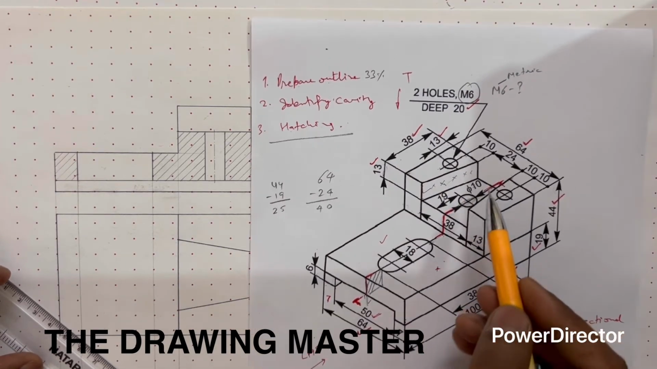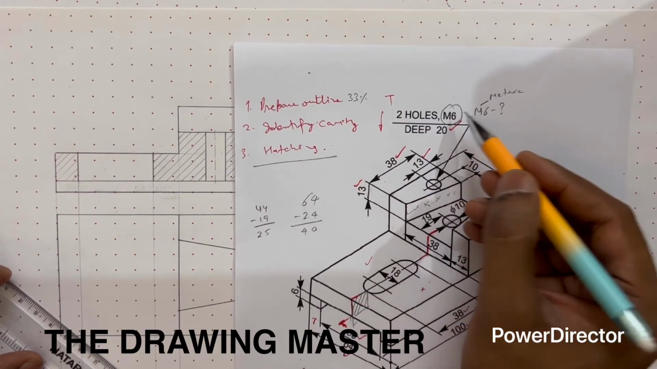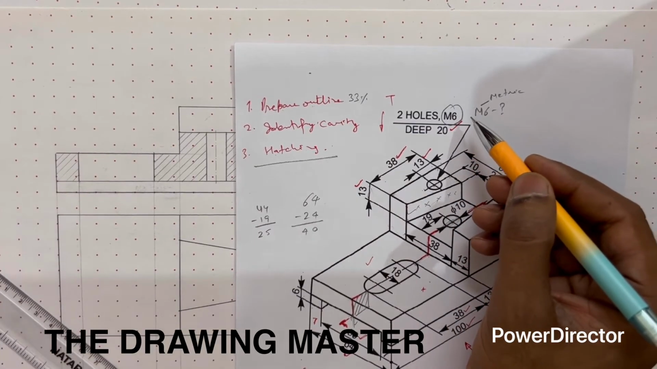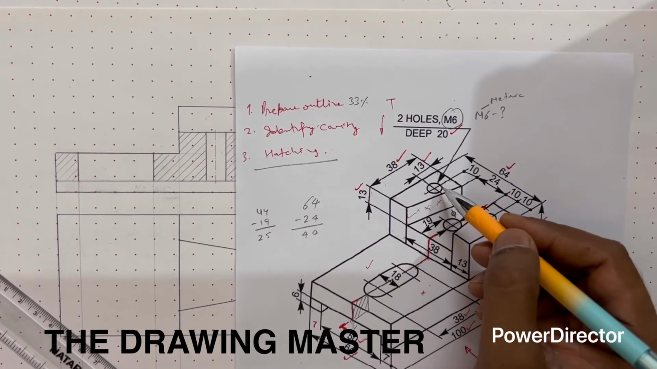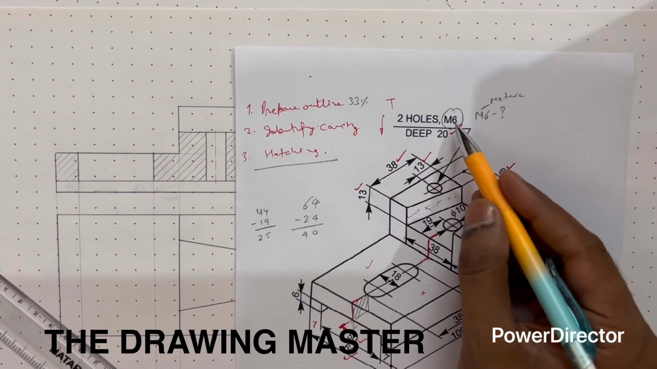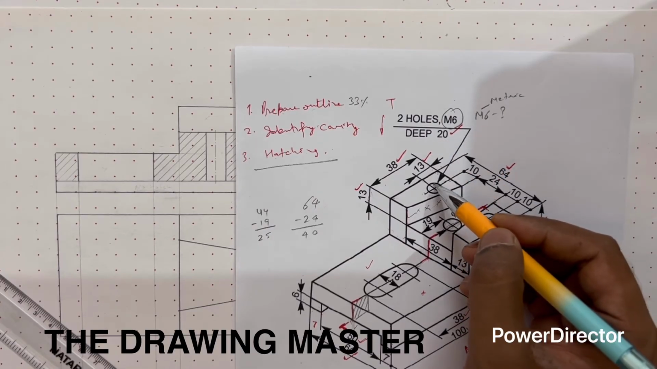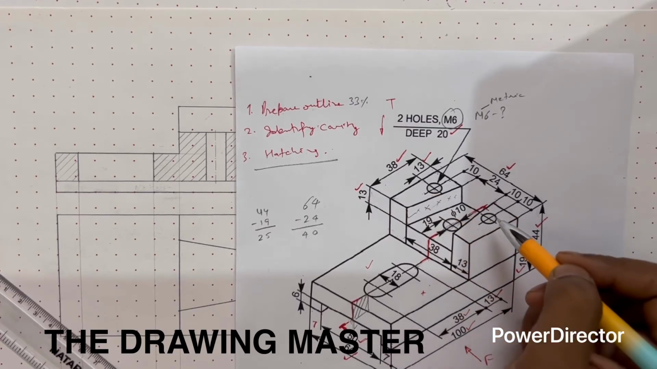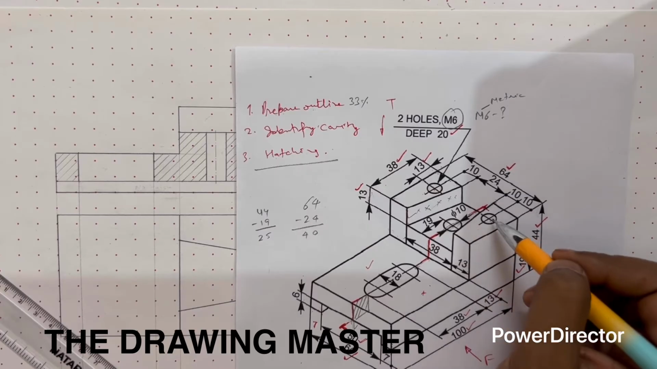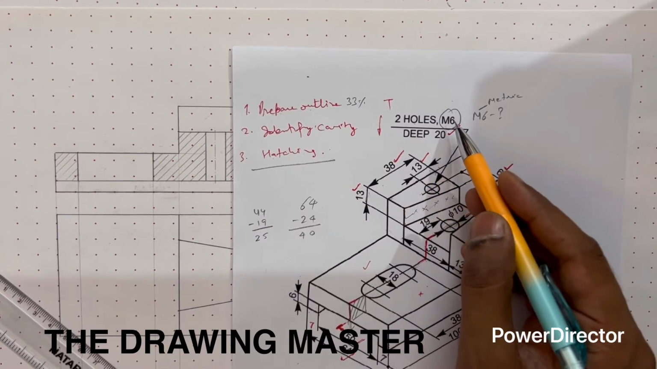These are the two holes. As per our discussion, this is M6, meaning metric thread, and this is the hole to accept the screw of M6 thread. That means we can say metric thread of dia 6. Here the nominal dia should be 6, so this diameter should be 6 and 6, both sides. Two holes, 20 depth.